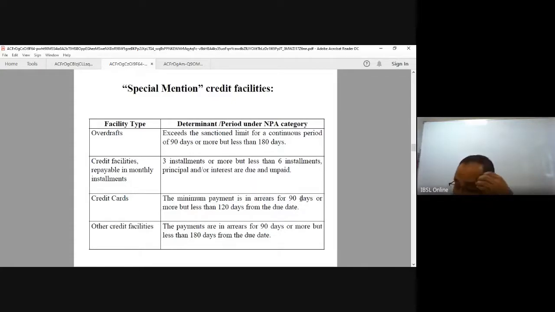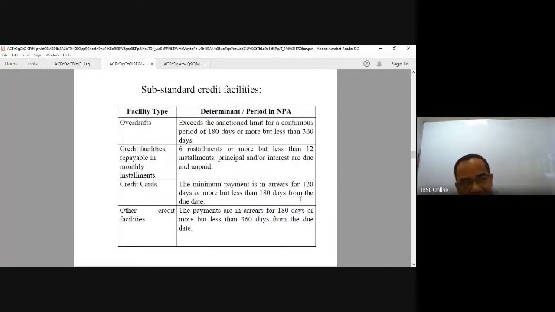So we looked at monthly or overdraft facilities, meaning more than 90 days but less than 180 days. Other monthly installment loan facilities, anything overdue for 90 days to 180 days. And then other bullet loans or quarterly loans, from the due date of a particular installment, if overdue for more than 90 days but less than 180 days, those are called special mention. Then the next category we looked at is substandard credit facilities.